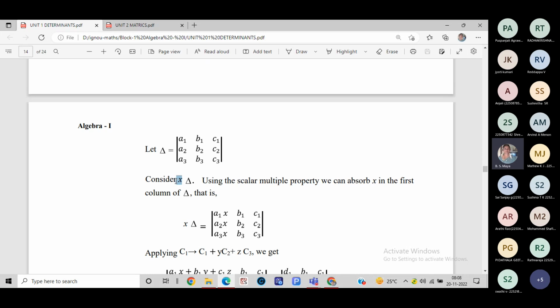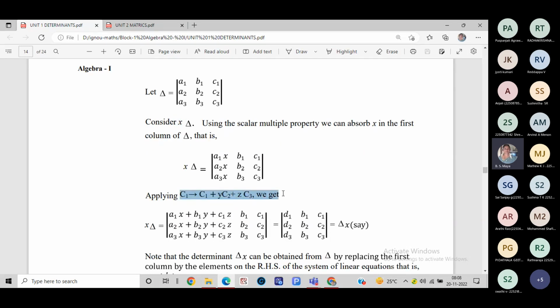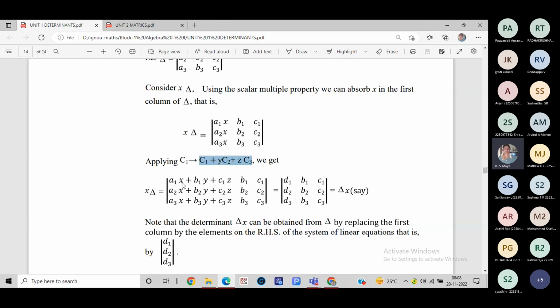So we have to multiply x into delta using the scalar property. We studied this last class. Using the scalar property, x into delta is nothing but multiplying x into that factor: A1x, A2x, B2x. Then you apply the column rule. I add the y and z terms to the first column, and putting that into C1, we get A1x, B1y, C1z, A2x, B2y, C2z, A3x, B3y, C3z. That means I am applying the column elimination method for the first column.